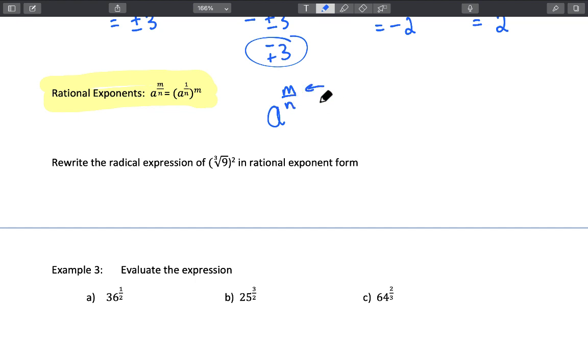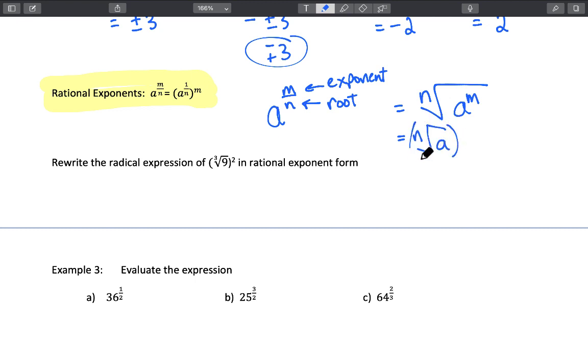So to simplify what we got going on here, the numerator is my exponent, it's my power, and the denominator is my radical, or in other words, my root. So another way to see this is to write this in radical expression. I'm going to take the nth root of a to the m power. Now, it doesn't matter what order you do that in. You can take the nth root of a and then raise that result to the mth power, or you can take the nth root of a to the m.